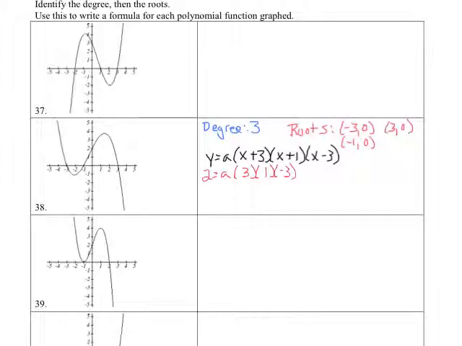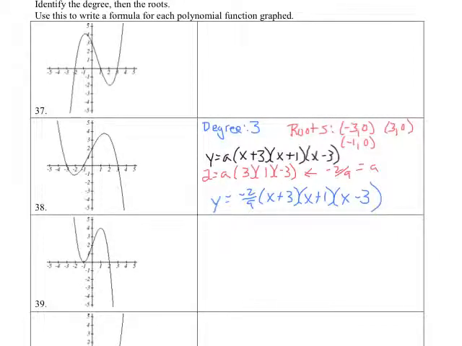Which tells us, if we solve that out, negative 2/9 is equal to a. So our final equation that we'd have is y is negative 2/9 times x plus 3 times x plus 1 times x minus 3.